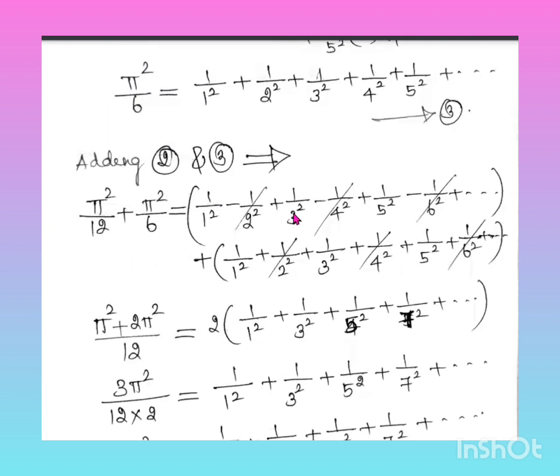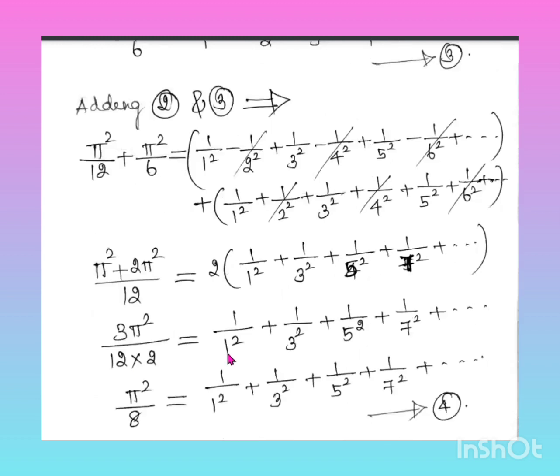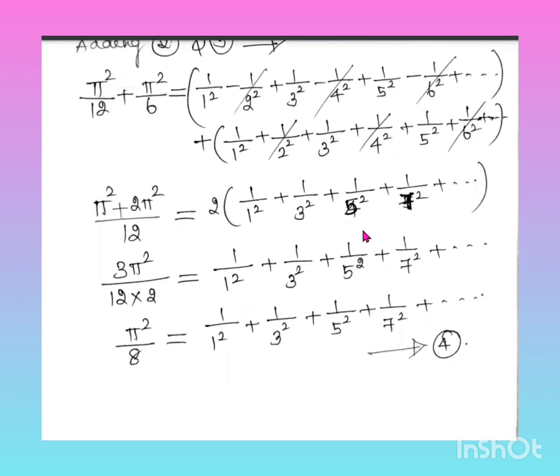Add 2 and 3. You will get the left hand side as pi square by 12 plus pi square by 6. What is the right hand side? You have to write it as it is. There will be minus 1 by 2 square plus 1 by 2 square, which cancel. Minus 1 by 4 square plus 1 by 4 square cancel. Even numbers will be cancelled. Odd numbers occur 2 times. So pi square plus 2 pi square, if we take the LCM, on the left hand side pi square plus 2 pi square divided by 12, which is equal to 2 times of 1 by 1 square plus 1 by 3 square plus 1 by 5 square plus 1 by 7 square plus etc.